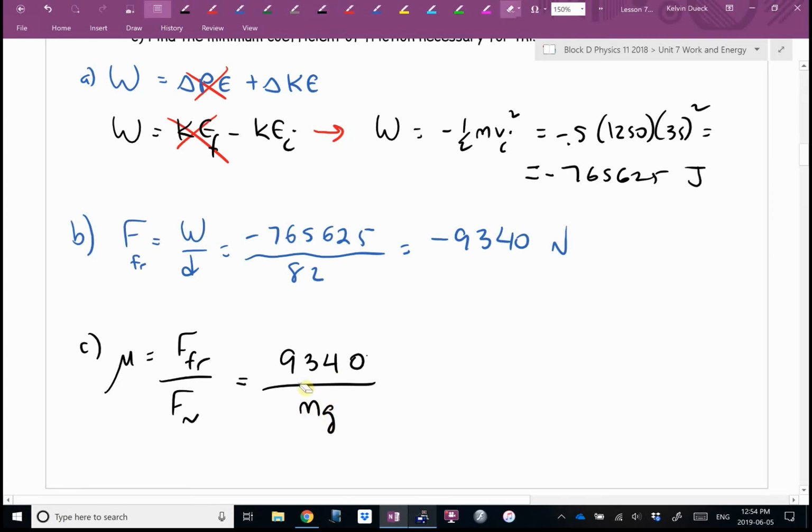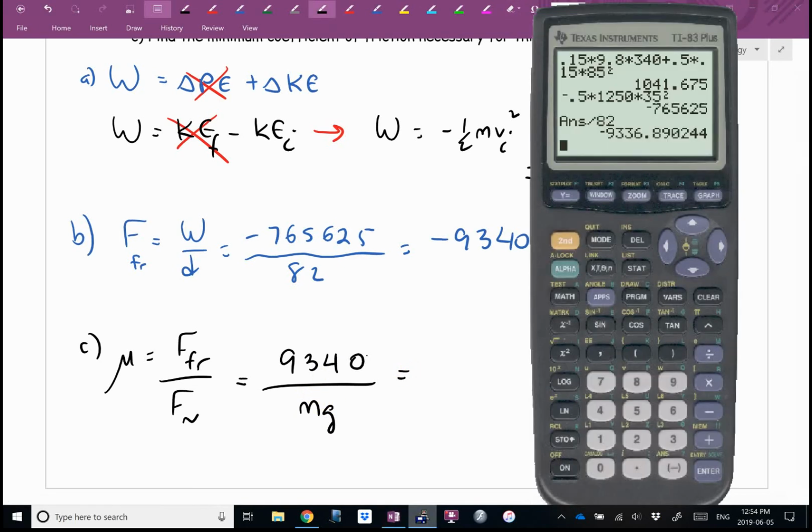Now I wrote 9340. You know I'm going to use my answer button. So it's going to be this. I'm going to ignore the negative. If I want to get rid of the negative, I could just divide by -1 or something like that. That would get rid of the negative. So it's going to be this divided by, I've scrolled down, what was the mass? 1250 times 9.8.